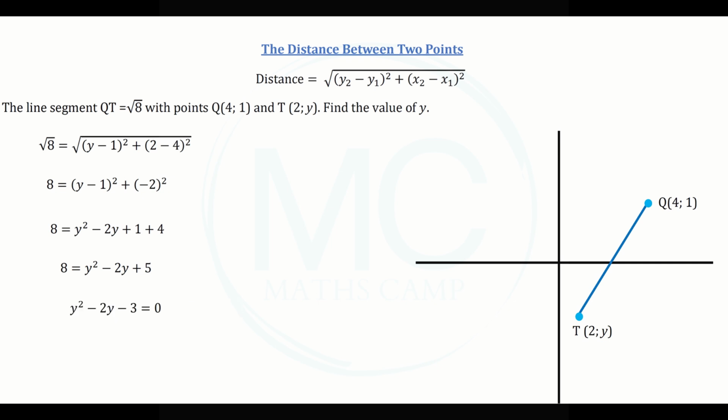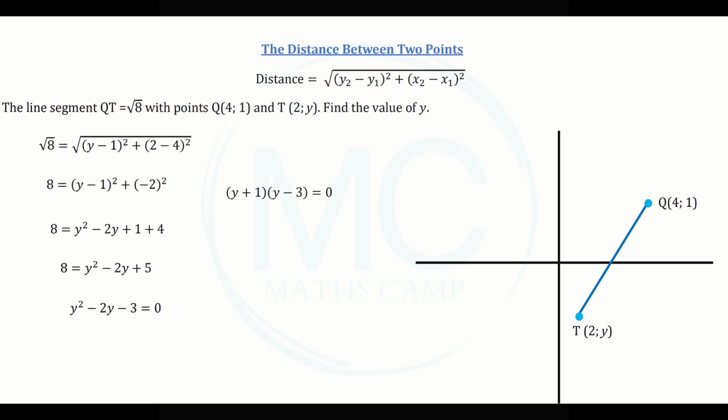Now we can factorize this into two brackets. 3 only has two factors, 1 and 3. The 3 over here is negative, so one factor will be negative. The coefficient of the y term is negative 2, which means the larger factor will be negative. So our factors are 1 and negative 3. And now we can fill in our brackets. We can say y plus 1 and y minus 3 is equal to 0.